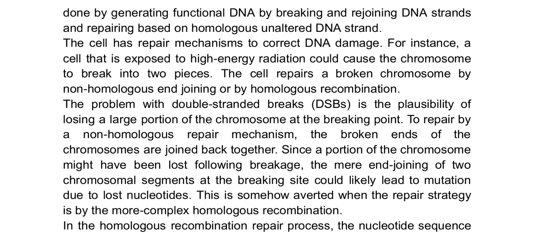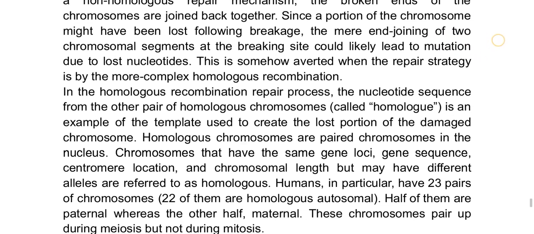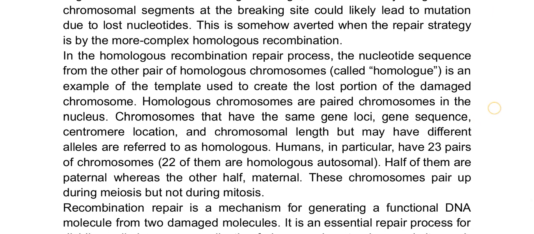The cell repairs a broken chromosome by non-homologous end joining or by homologous recombination. The problem with double-stranded breaks is the possibility of losing a large portion of the chromosome at the breaking point. To repair by a non-homologous repair mechanism, the broken ends of the chromosomes are joined back together. Since a portion of the chromosome might have been lost following breakage, the mere end joining of the chromosomal segment at the breaking site could likely lead to mutation due to lost nucleotides. This is somehow avoided when the repair strategy is by the more complex homologous recombination.